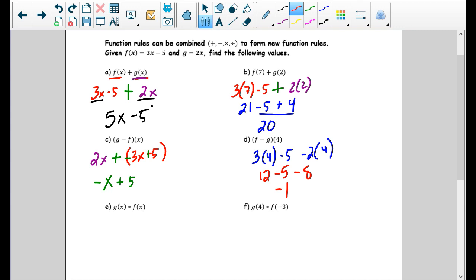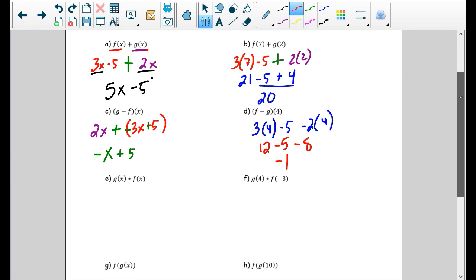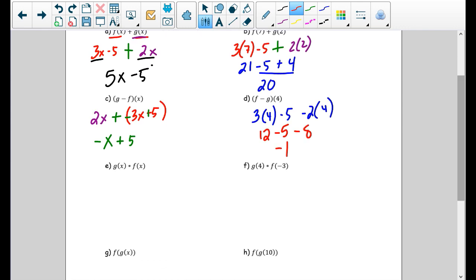So again, most people don't necessarily like to work with the x's in there, so if you just want to put the numbers in, solve it out that way, that's fine. Sometimes they will ask you for this specific computation with the x's in.